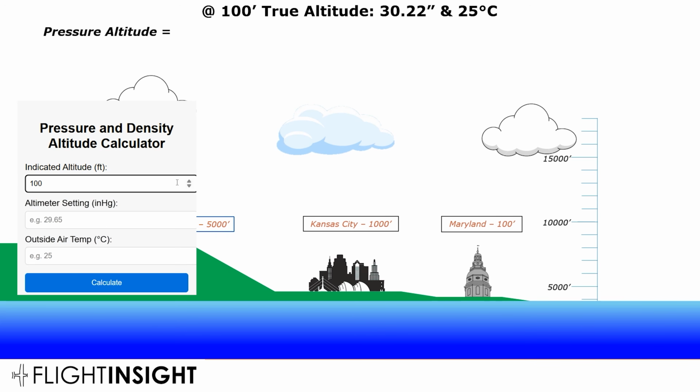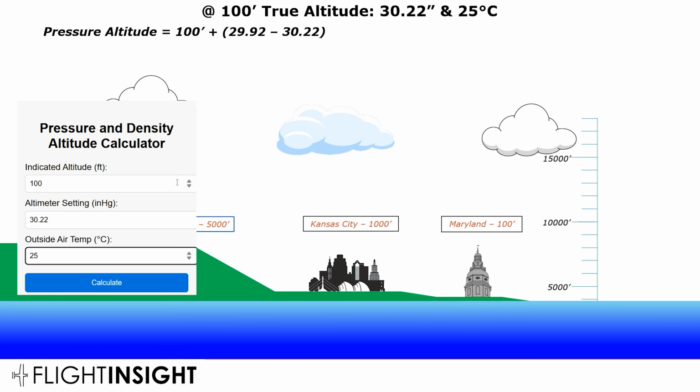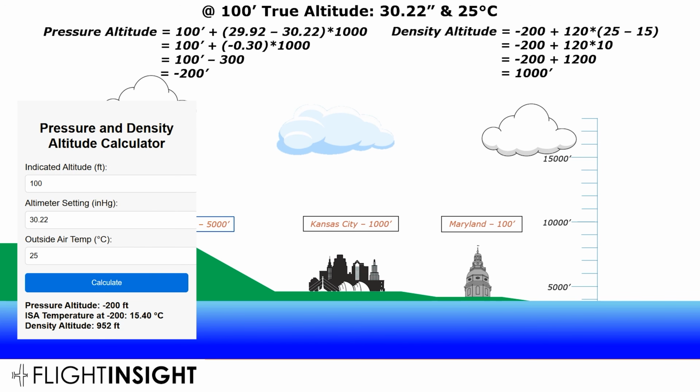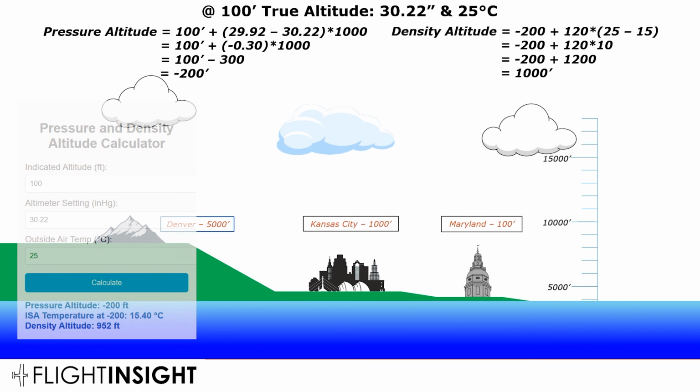Let's start with pressure altitude. We take our true altitude of 100, and we're going to take the difference of the standard 29.92 and the reported pressure of 30.22. Our aircraft will perform the way it would in Fantasyland in Kansas City. That's what density altitude tells us. Notice also that temperature has a much larger effect on performance than pressure. 30.22 and 25 degrees are perfectly normal conditions and aren't too far off standard, yet the pressure altitude only changed by 300 feet, while the density altitude swing caused by temp was more than 1,000.